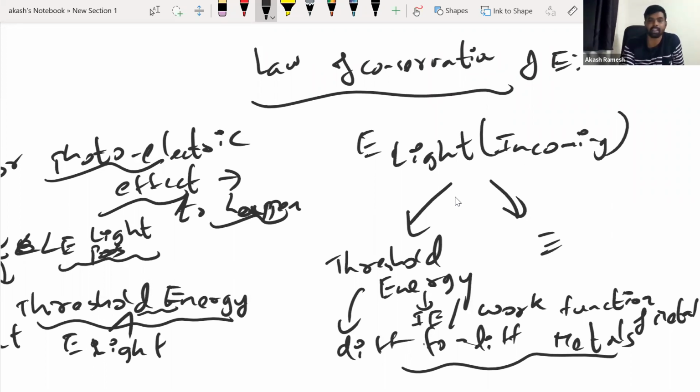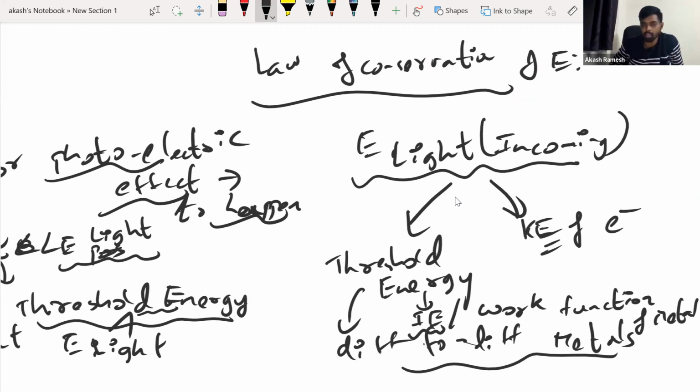So what you understand is that the incoming energy of the light is going to be used up in two ways. What are the two ways? Obviously, to supply ionization energy for the electron to come out. Now once the electron comes out, what is happening? It is not still, right? It is still moving, correct? So another part where the energy is going to be spent is in the kinetic energy of the electrons. Hope you understand.